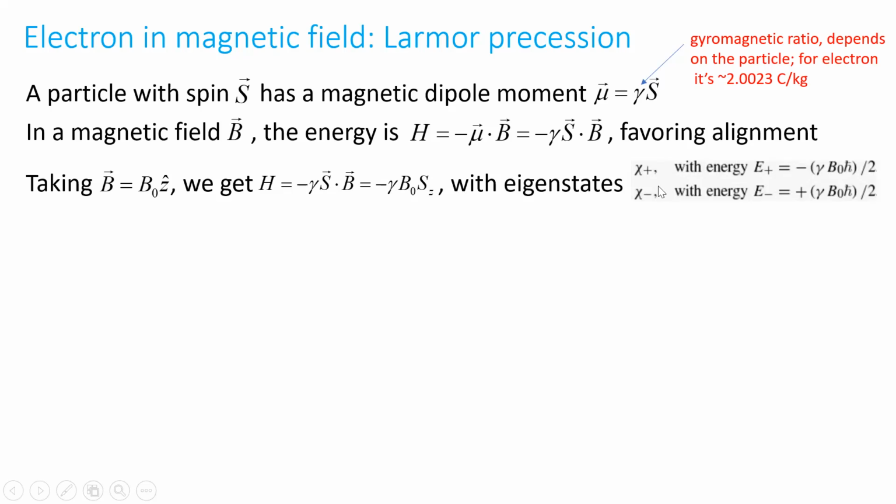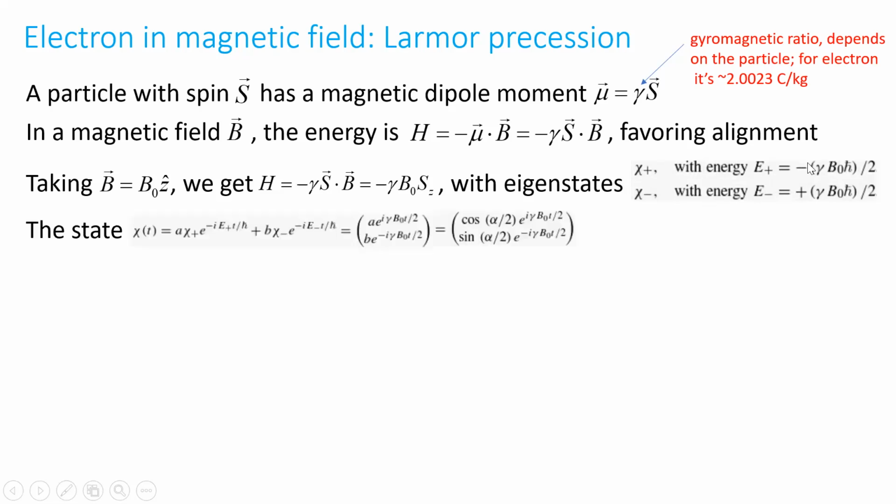Plus h bar over 2 is the eigenvalue of Sz, times this minus gamma B0. So minus gamma B0 h bar over 2 would be the eigenvalue of this Hamiltonian for the spin up state. And conversely, for the spin down state, we get E minus equal plus gamma B0 h bar over 2. So it favors the spin up state because the magnetic field is in the up direction. So the spin up state has lower energy here.